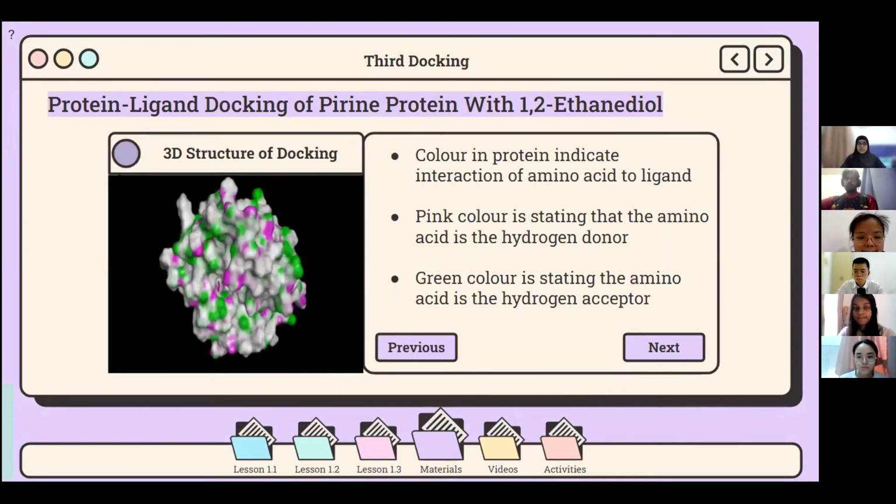Okay, thank you, Sandy. The structure is also analyzed in 3D form. In this picture, you can clearly see the interaction of the conventional hydrogen bond between the amino acid and the ligand. The pink colored surface on the protein states that the amino acid is the hydrogen donor in the bond, while the green surface of protein shows that the amino acid is the hydrogen acceptor.